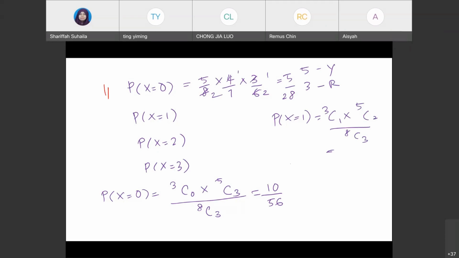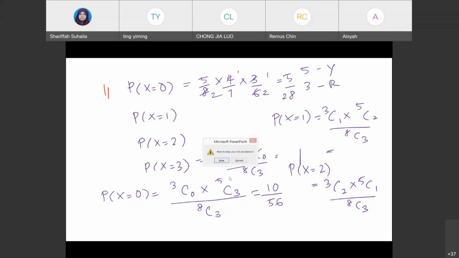Then you proceed to probability x equals 2. We will have 3 choose 2 times 5 choose 1, over 8 choose 3. The last one you will have 3 choose 3, 5 choose 0 divided by 8 choose 3. When you solve the question, make sure the probability that you get is between 0 and 1, and then double check the total probability should equal 1. That is for the first part.